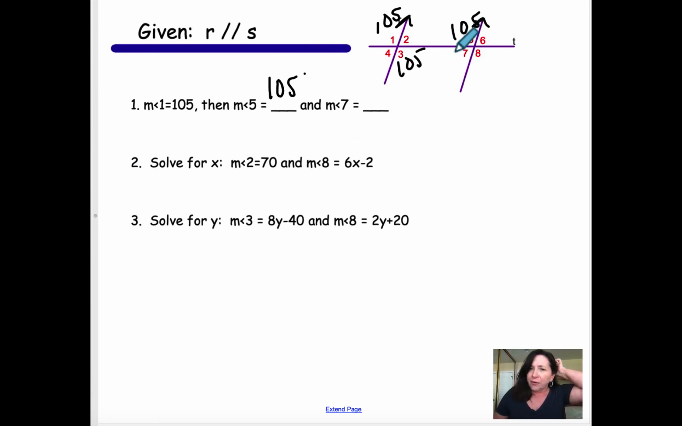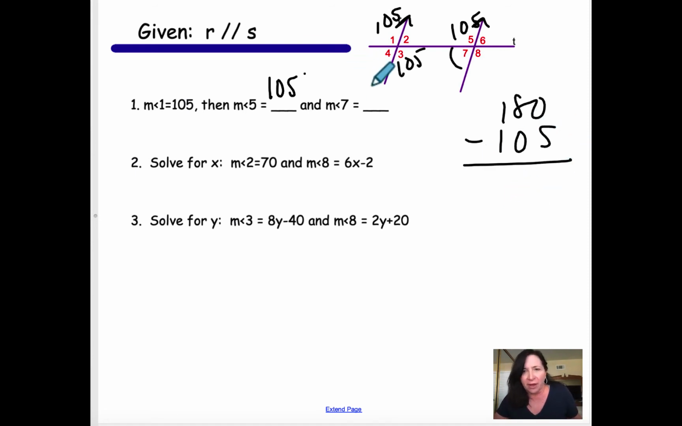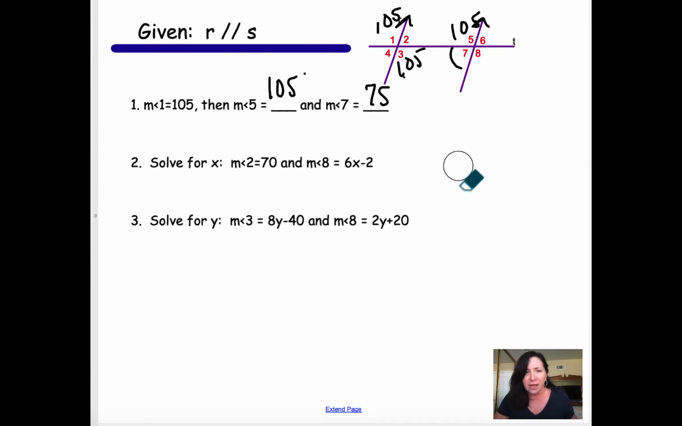And then in order to find angle 7, I'm going to take 180 degrees and subtract 105, right? And that's just 75 degrees. So that means that the measure of angle 7 is 75 degrees. Okay. Then it says solve for x.